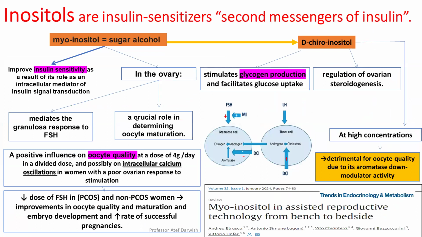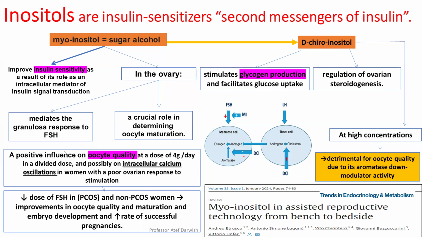And this slide summarizes that myo is converted to dicairo under the effect of the insulin-mediated epimerase enzyme. And this will improve insulin sensitivity by allowing glucose to go inside the cell, glucose catabolism, and the dicairo stimulates glycogen. This controls hyperglycemia by changing glucose to glycogen, and also regulates ovarian steroidogenesis by increasing androgen in a minimal amount if given.